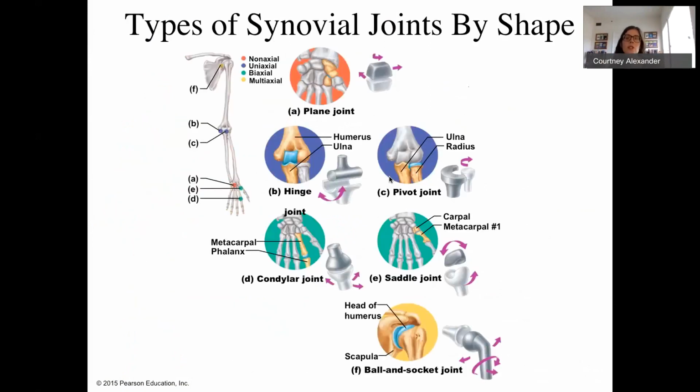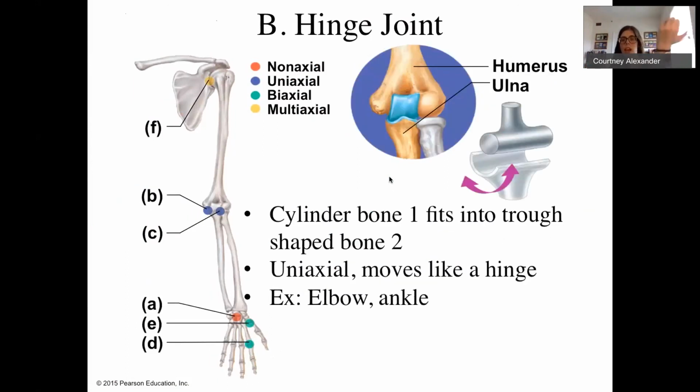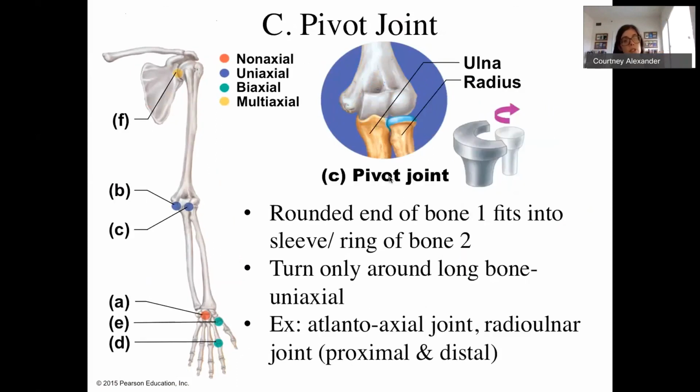Okay, let's talk about synovial joints by shape. So the plane joints, you want to think of the intercarpal joints of your wrist. You can spread your hands out and move these bones. They can slide and glide past each other. So this is a non-axial movement. No rotation, just sliding and gliding. Hinge joints, again, you want to think of the ankle and the elbow. This is where you have a cylindrical bone 1 that will fit in a trough-shaped bone 2, giving us that uniaxial motion. Pivot joints have a rounded head of one that will fit into a sleeve of a second one. This is things like the atlantoaxial joint in our neck, the radioulnar joint that allows you to twist your arms over, back and forward.